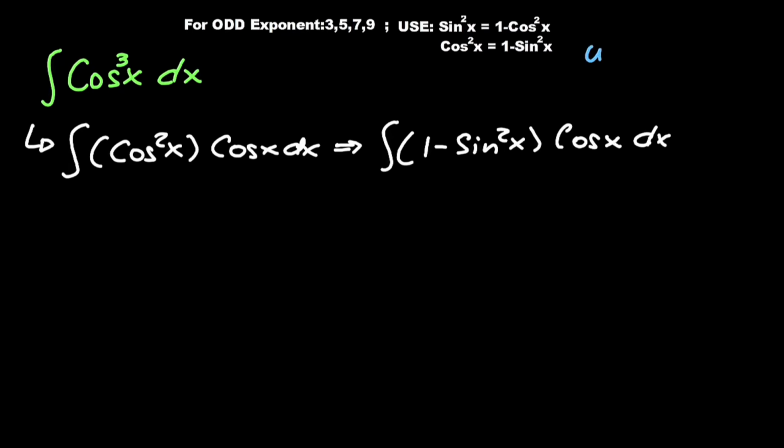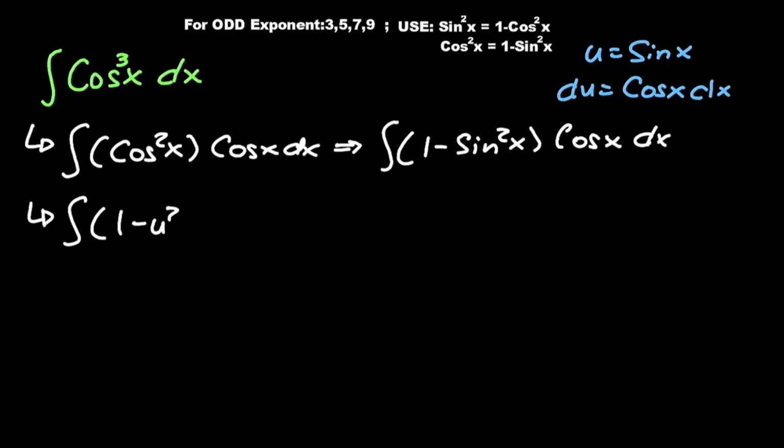And so, let u here right now be sine of x. Derivative of sine of x would be equal to positive cosine of x dx. And so, substituting this, keep in mind that this is now positive, so there will be no negative integral here. So this would be integral of 1 minus u squared du.